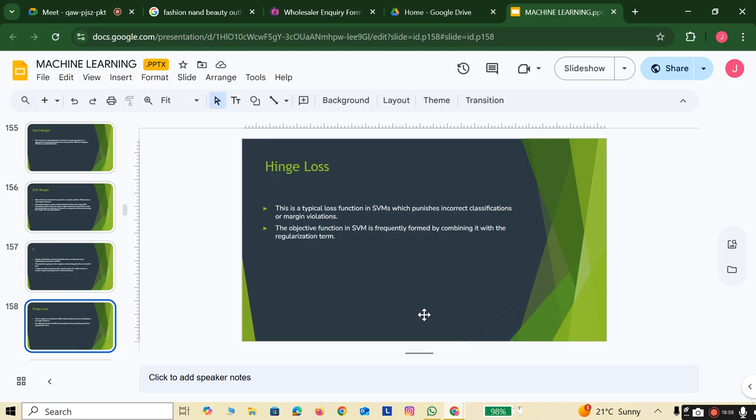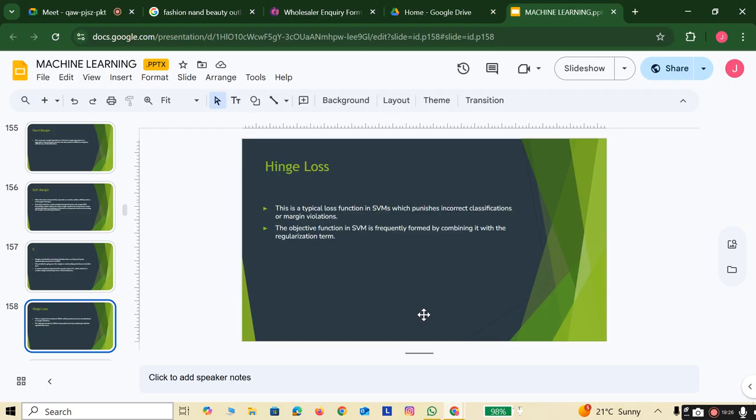Then we have this loss called Hinge loss. This is a typical loss function in support vector machines, which punishes incorrect classifications or margin violations. The objective function in support vector machine is frequently formed by combining it with the regularization term. What's this word? Regularization.